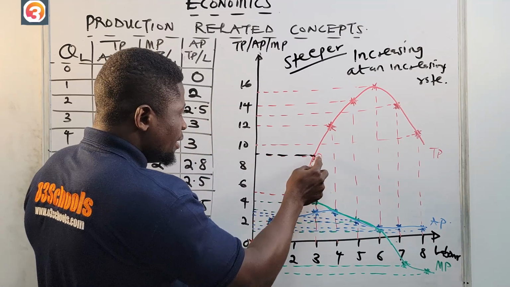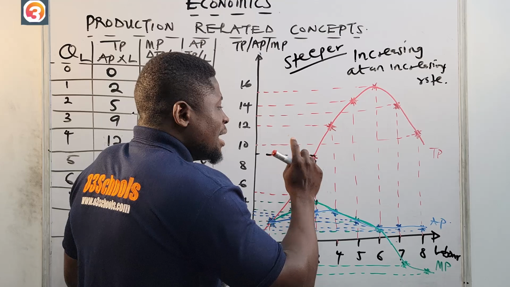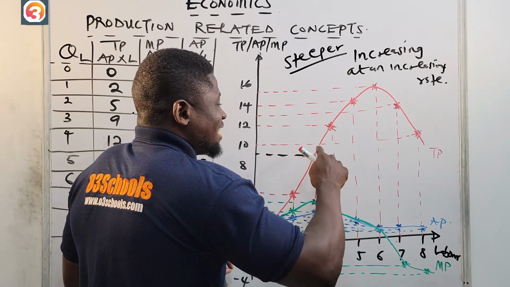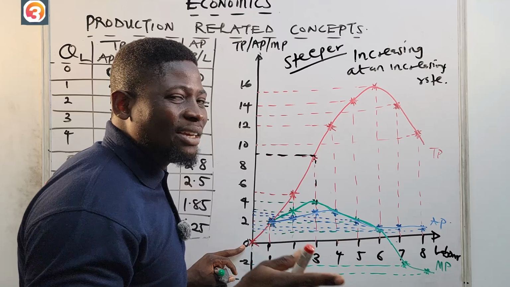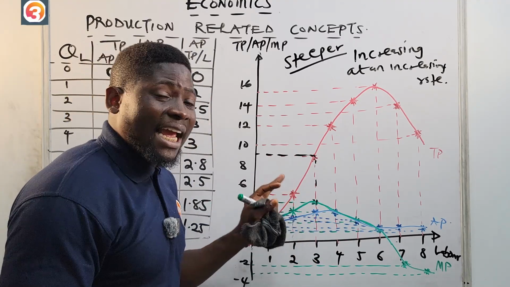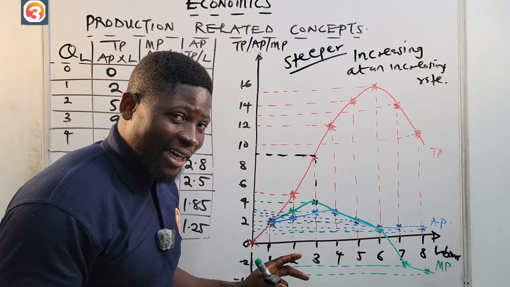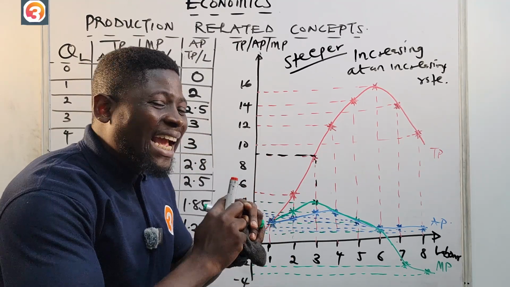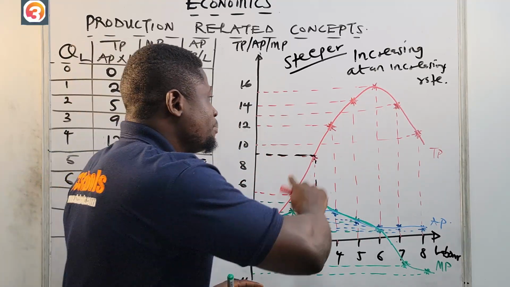From 1 to 3, it is increasing at an increasing rate, but from 3 upwards, you see that it continues to increase, but at a decreasing rate. Okay, and that is why we can draw up a relationship between the MP curve and the TP curve. Are we together?